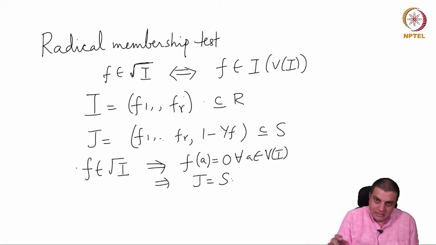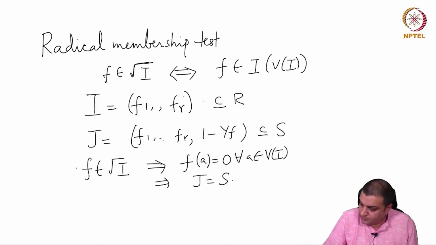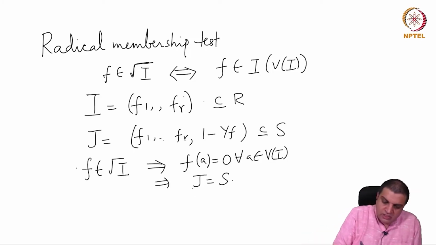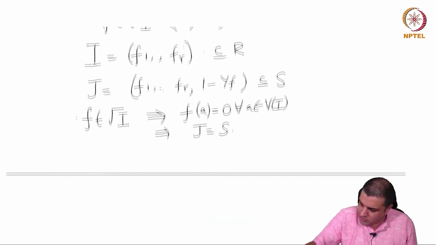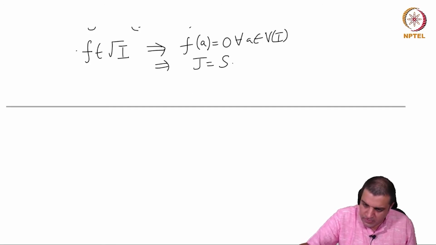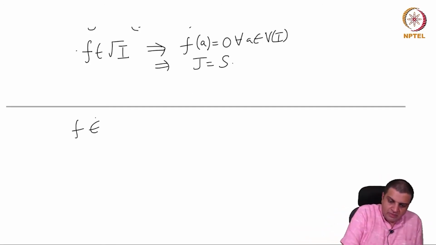Let's think about the converse. If J is the unit ideal, then let's do it the other way around. Suppose f is not in the radical.